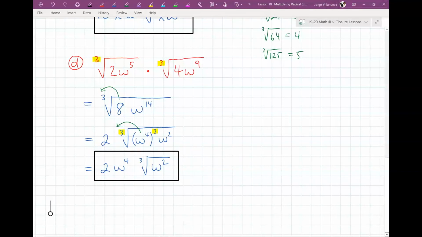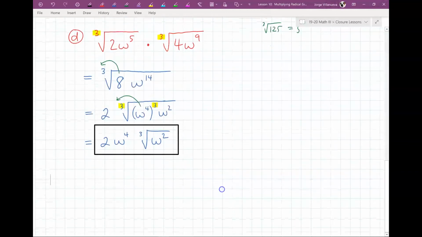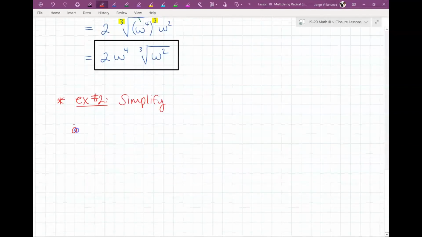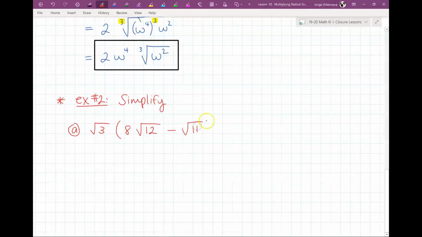And like I said, I do want to kind of jump into something a little different. There's 3 examples of something that's a little different, but these are just multiplying radicals, but just the radicals themselves without using any type of distribution or anything like that. Now, for example 2, they are going to make us kind of distribute. Okay, so example number 2, we're going to simplify still, but they're going to look a little different. Radical 3 times 8 radical 12 minus radical 11.